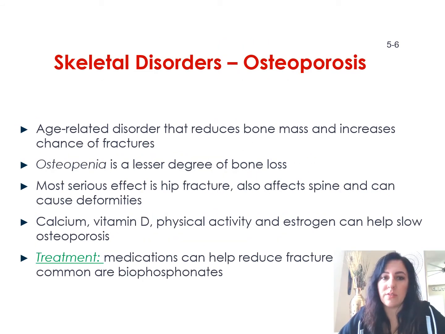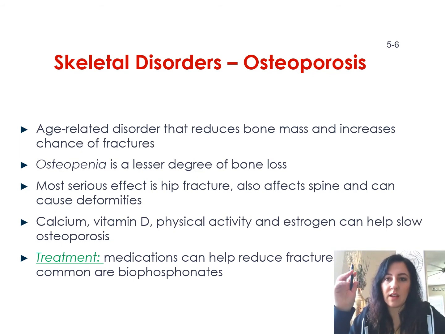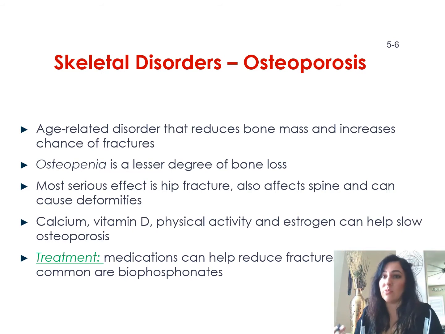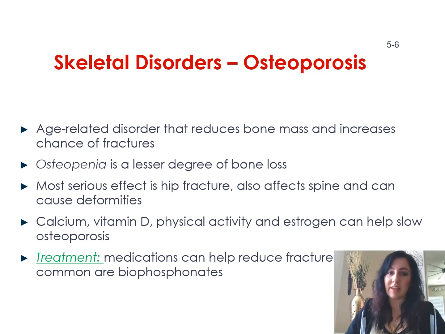Okay, so then we have osteoporosis. This is an age-related disorder that reduces bone mass and increases the chance of fractures. Okay, osteopenia is a lesser degree of bone loss. Okay, the most serious effect of this would be a hip fracture, which will affect the spine and can cause deformities, and typically this will happen when you have osteoporosis and maybe you fall or you hit something a little too hard, or you plop down on your chair or something like that.